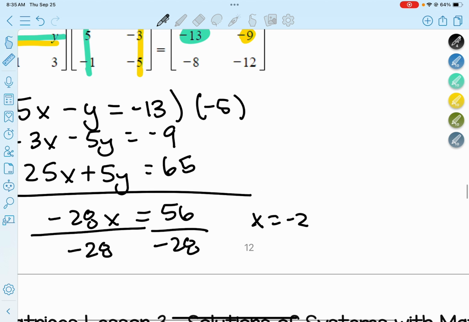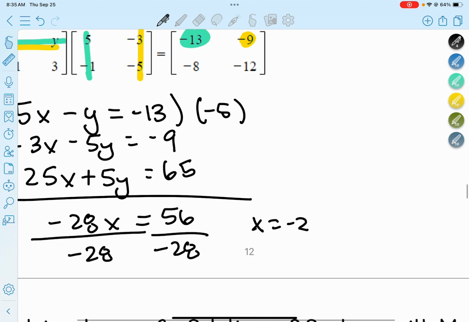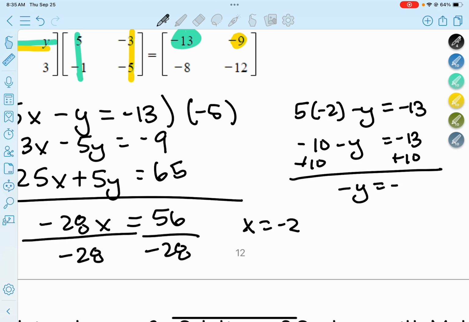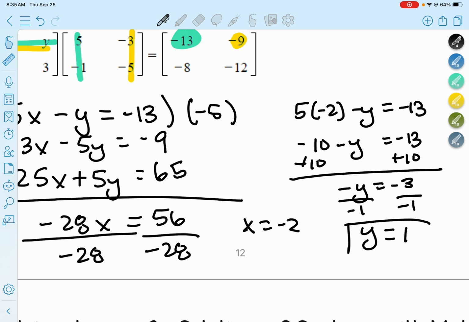Then I'm going to plug it back into one of these equations, so I'm going to plug it back into the top, so I get 5 times negative 2 minus y equals negative 13. This gets me negative 10 minus y equals negative 13. Add the 10 to both sides. I get negative y equals negative 3. Divide both sides by negative 1, so I get y equals 3.